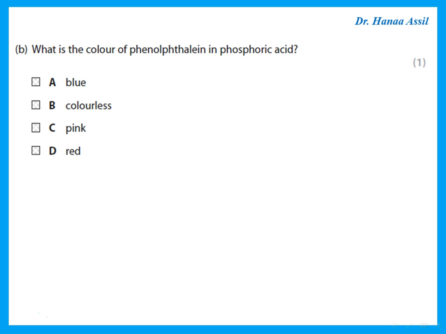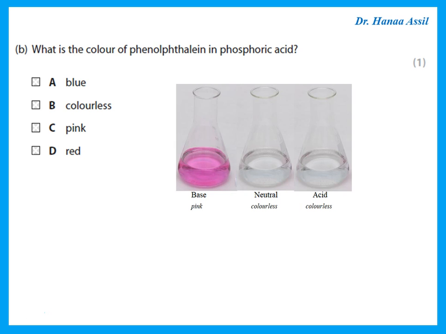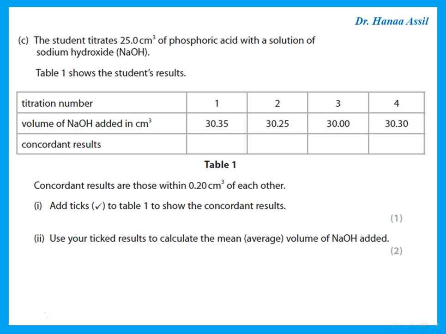What is the color of phenolphthalein in acid? Do you remember the colors of phenolphthalein? You should. Phenolphthalein in acid is colorless. In base, it is pink. Then he has a table of the student's results when he did the titration, and he's saying concordant results are those within 0.2 centimeter cubed of each other. Add ticks in the table to show the concordant results.